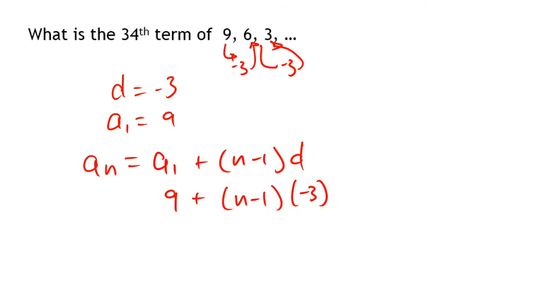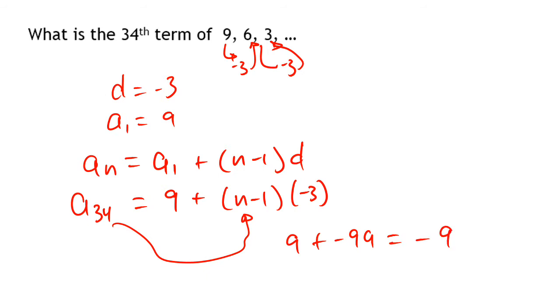So if I want to know what the 34th term is, I'm just going to place the number 34 in for n. So let me grab my calculator here. I've got 34 minus 1, which is 33, and then times negative 3 is negative 99. And when I take 9 plus negative 99, that equals negative 90. So the 34th term would be the number negative 90.